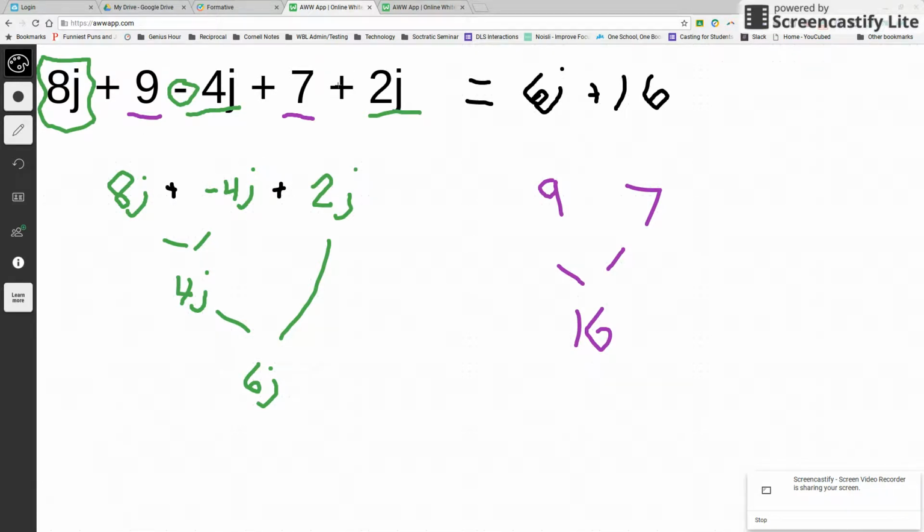So that's our goal. We're not going to actually figure out an answer. Our goal with these problems is just to reduce them to combine those like variables. So in the form, boom, I'm putting in 6j plus 16 as my answer.